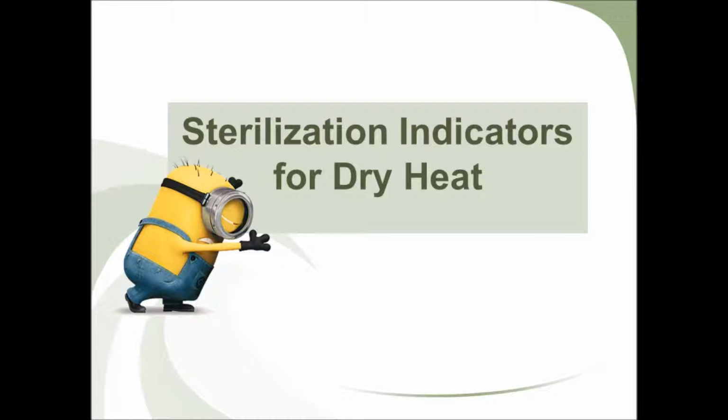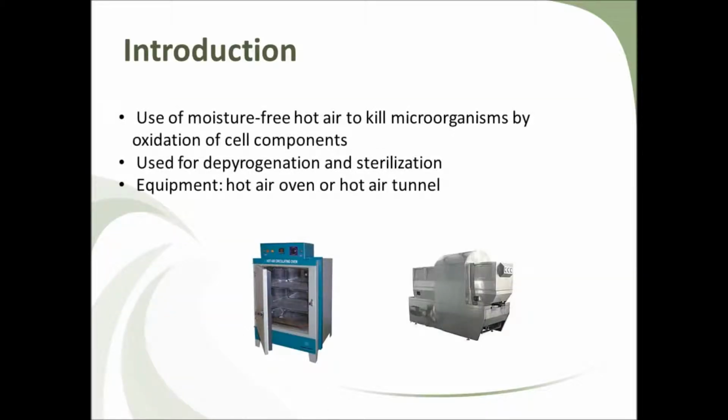First, we will start by covering the sterilization indicators for dry heat. Dry heat sterilization is the use of moisture-free hot air to kill microorganisms by oxidation of cell components. It is used for depyrogenation and as a method of sterilization. It may be performed in a hot air oven or a hot air tunnel.